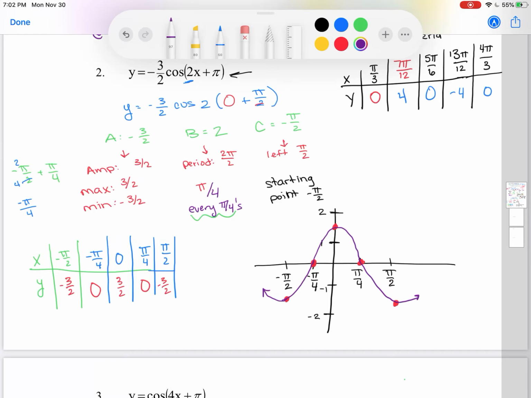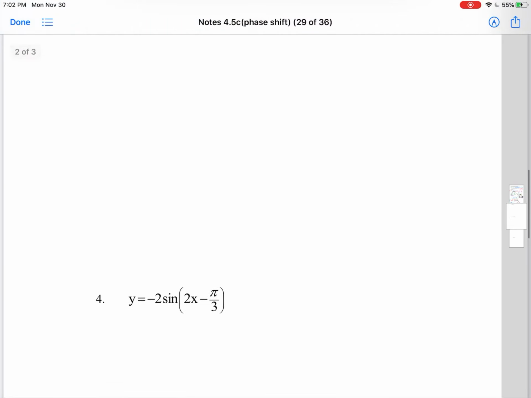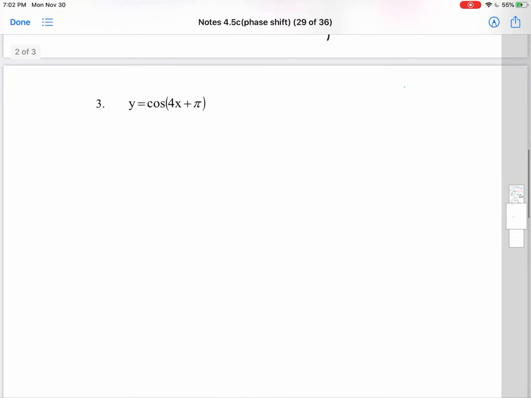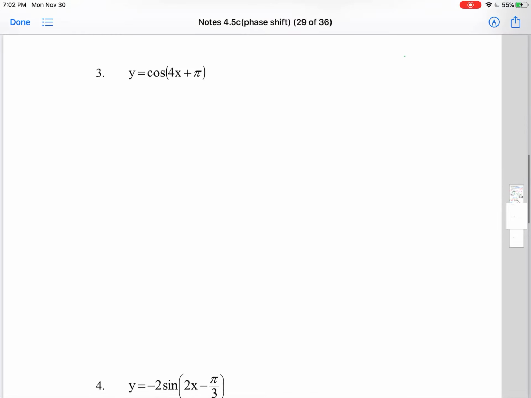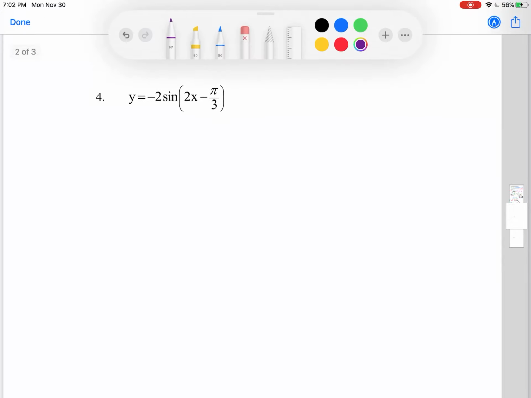Okay, so the only difference from last set of notes to this set of notes is we're introducing left and right phase shifts. So I'll do one more with you guys. I am going to skip 3 just because I want to practice the factoring a little bit more. So 3 you can find on my teacher notes. All right, so go ahead and do that and practice, and you have my answers posted on Teams if you need them. Question 4 I will do with you.